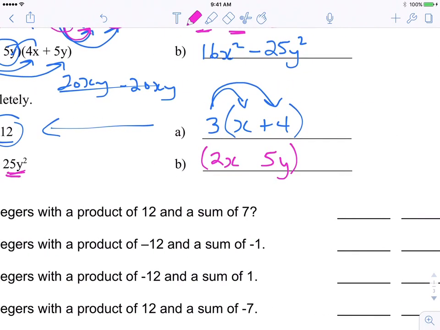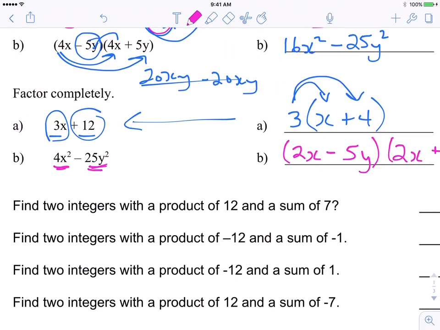Now, to get a difference of squares, as I just mentioned above, we eliminate the middle term, and the only way that's going to happen is if there's subtraction here and addition here, and it's the exact same binomial, just one is being added, one is being subtracted.